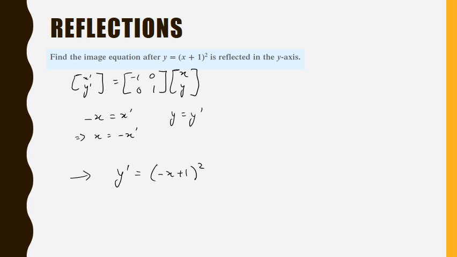However, if you factorize out the negative there, you then have (x minus 1) squared. And just keep in mind when you square a negative, it doesn't change it, so then we get (x minus 1) squared. So that's our new equation.